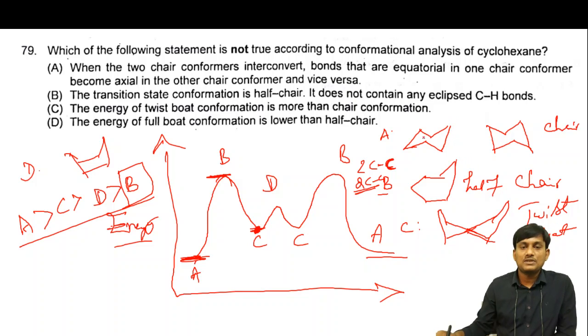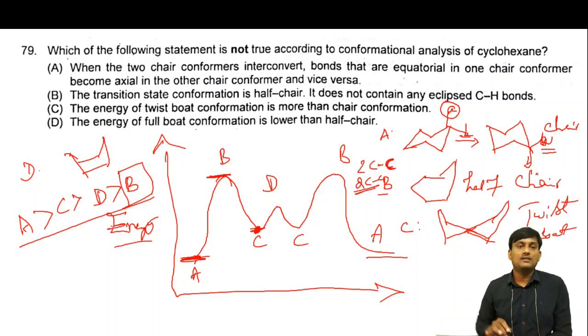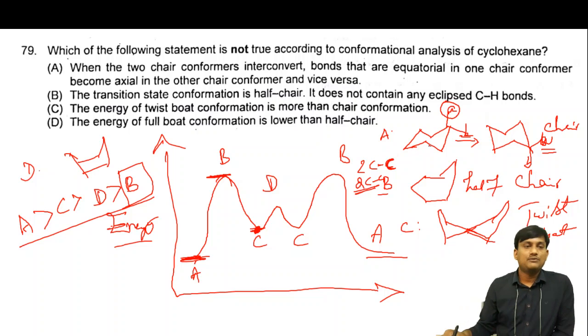Suppose there is an interconversion between two chair forms. When this form is converted into the other, this one will become B, this one will become A, and this one will become B. That means the axial position substituent will become equatorial, and the equatorial position will become axial, when there is an interconversion between two chair forms. Okay, let us take the answers. When the two chair conformers interconvert, bonds that are equatorial in one chair conformer become axial in the other chair conformer and vice versa. This one is true.